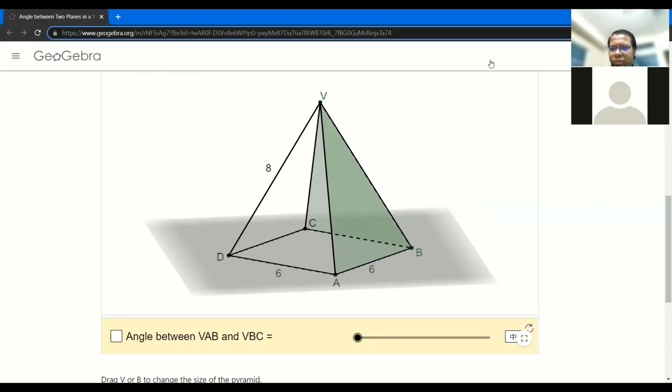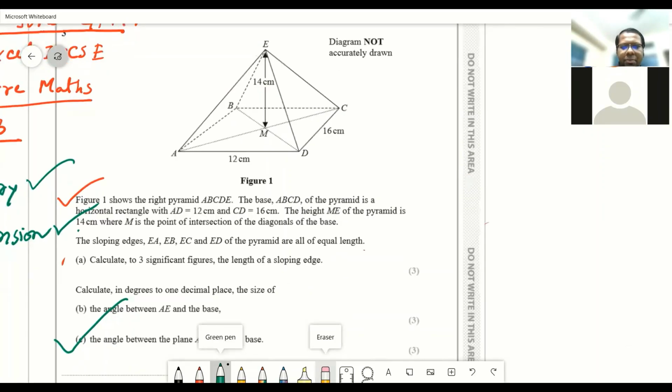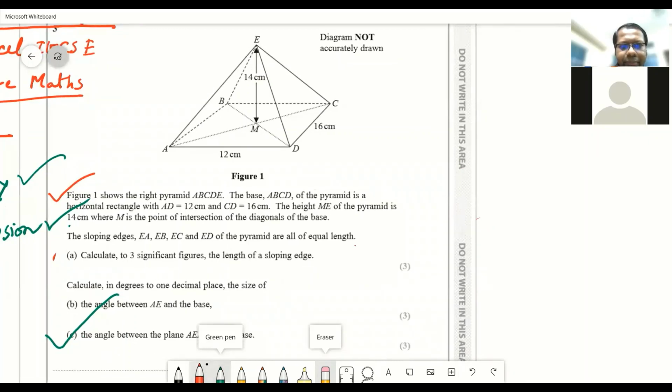Now we will move back to our original question, and now I hope you will understand what I'm going to do. You have to find the angle between the plane AED and the base ABCD. Now, what should be the first step? The first step should be, from point E, we have to draw a perpendicular line on the base of the plane AED.